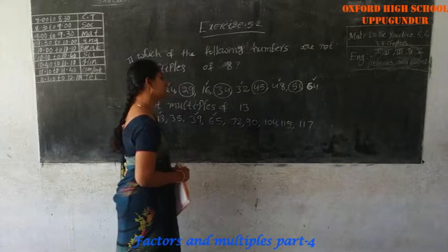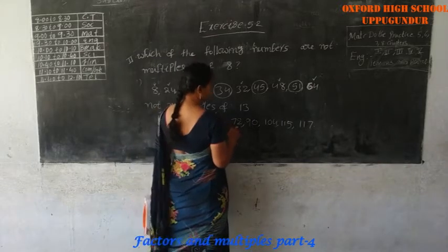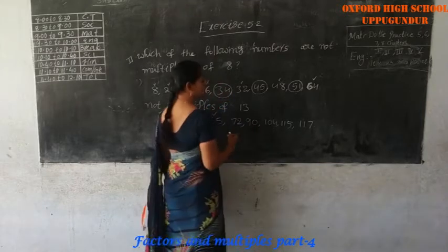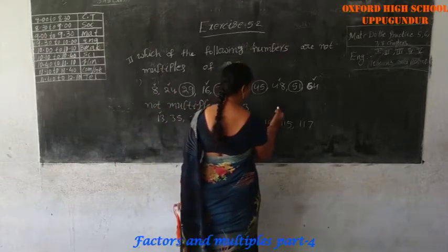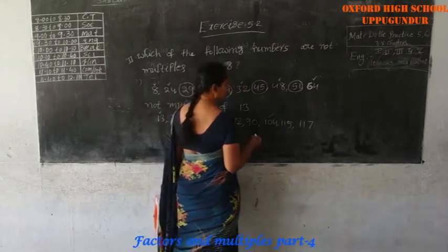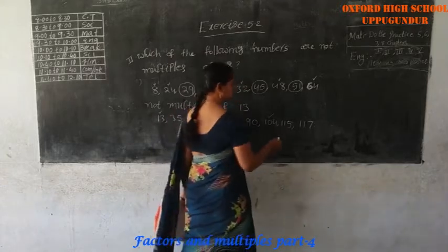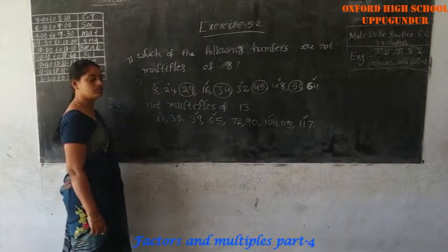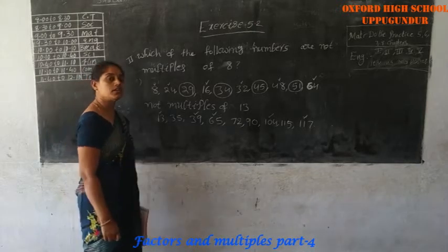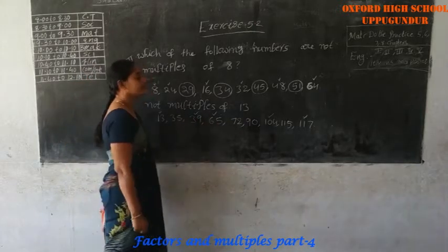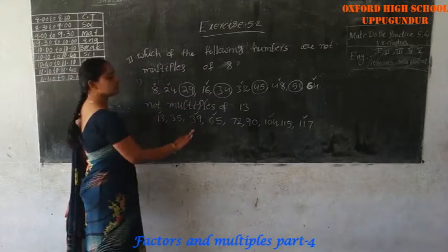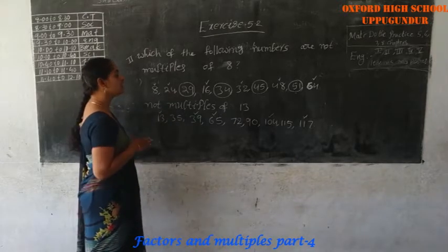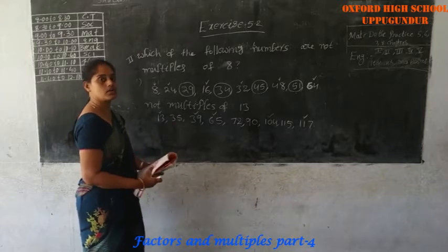Next, 13 7 ja 91. Not there. 13 8 ja 104. Multiple of 13. Next, 13 9 ja 117. These are multiples of 13, the 13 table possible values. But what is asked? Not multiples of 13. The 13 table not possible values.